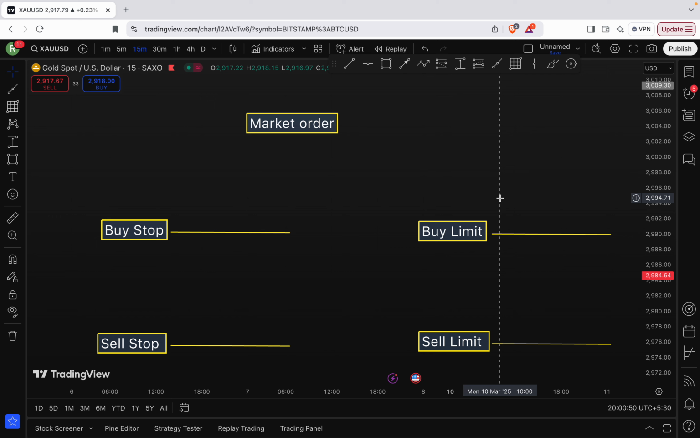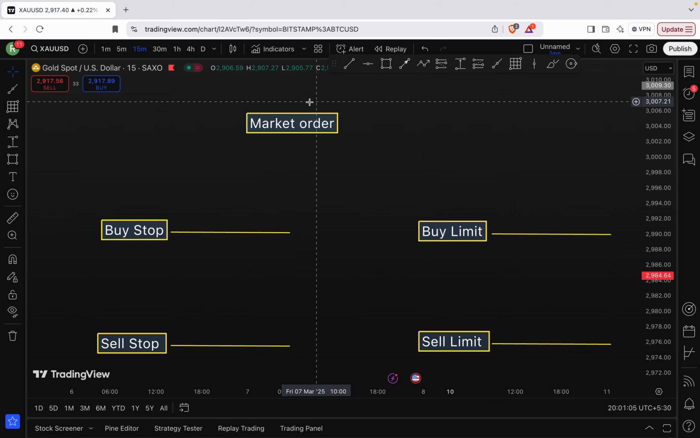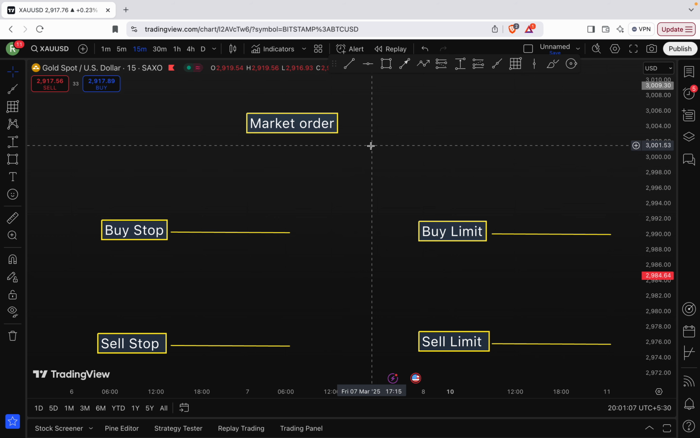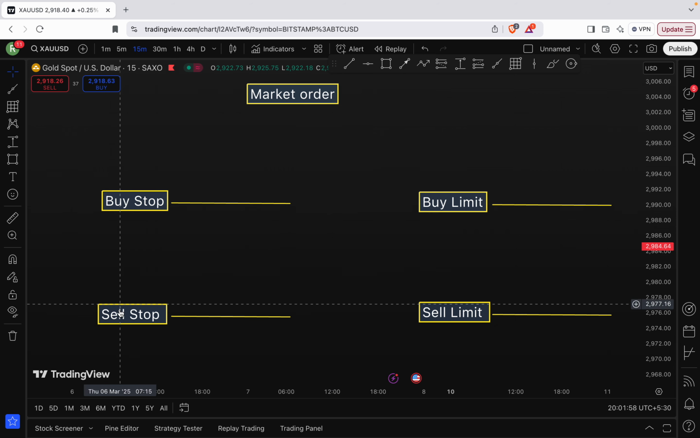So there are 5 different types of orders, which are market order, buy stop, sell stop, buy limit and sell limit, which you can place on your MT4 or MT5 terminal or your Forex broker terminal. So the first one is market order, which is very easy. You basically place a buy or sell order at the current market price and it gets executed at the same exact price. So let's talk about buy stop and sell stop orders.